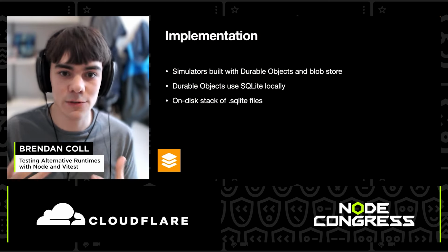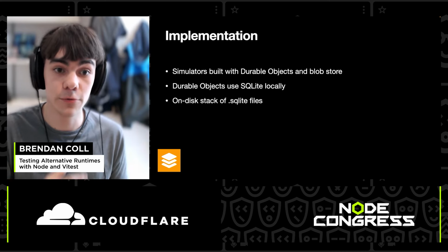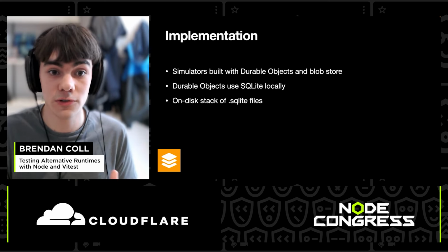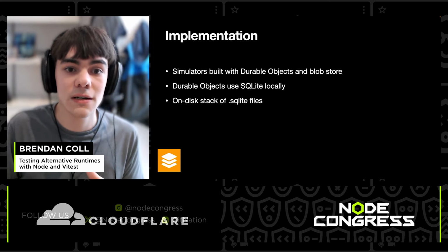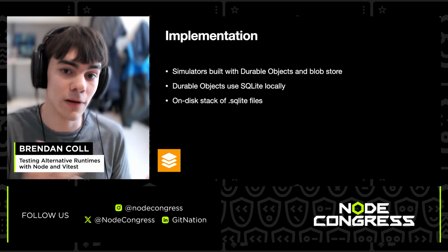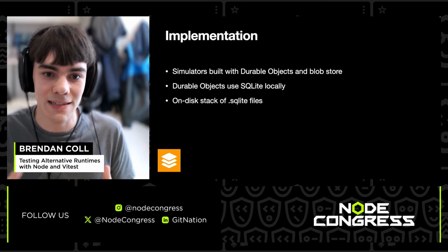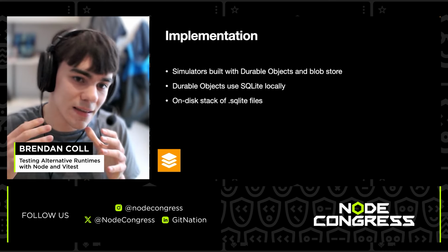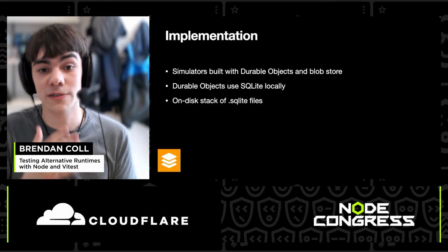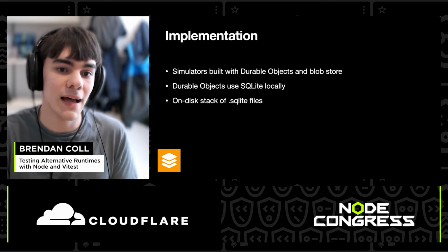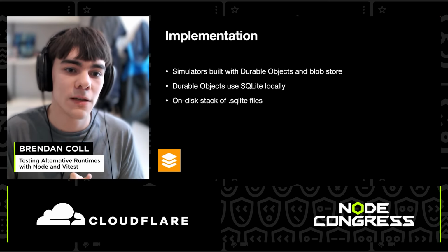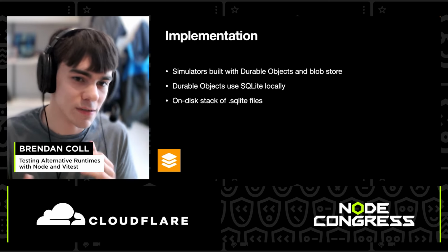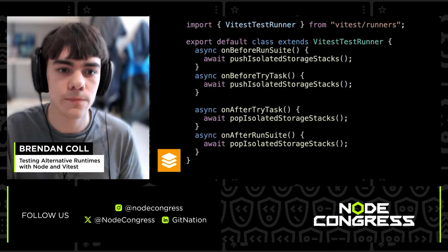Miniflare implements simulators for storage services on top of durable objects with a separate blob store. When running locally, Workerd uses SQLite for durable object storage. To implement isolated storage, we implement an on-disk stack of SQLite files by backing up the databases when pushing and restoring backups when popping. Blob stores are implemented as a separate store and are retained through stack operations. These get cleaned up at the end of test runs. While this works, it involves copying a lot of SQLite files, and we'd like to explore using SQLite save points for a more efficient solution.